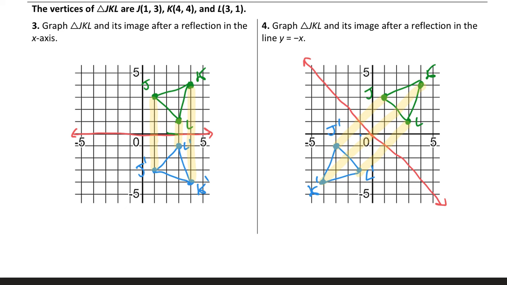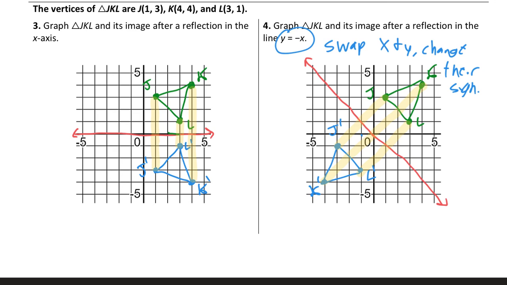So just remember, reflecting over y equals negative x, swap x and y, change their sign. Okay, so I'd like you to get some practice applying the rules so you can move on to the next step of the lesson.